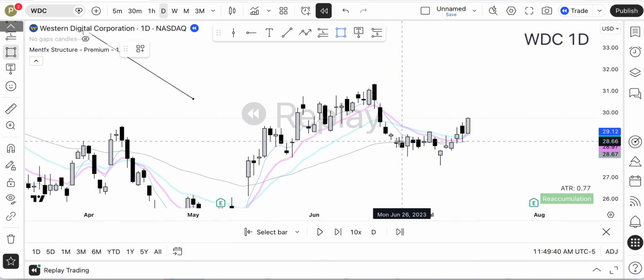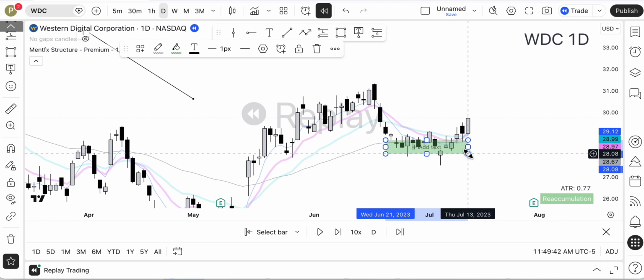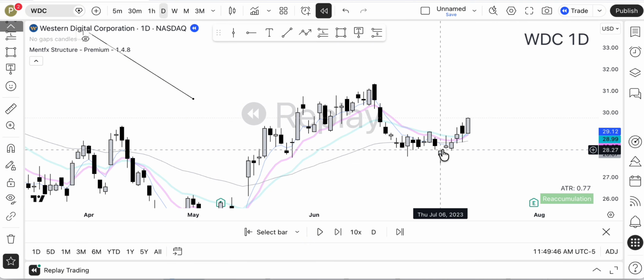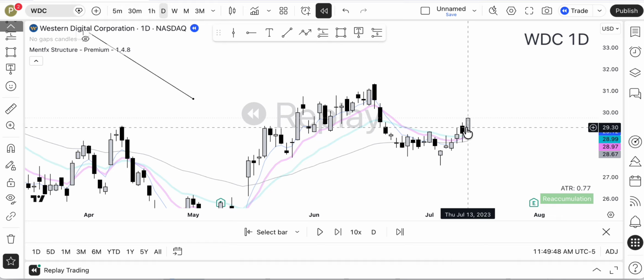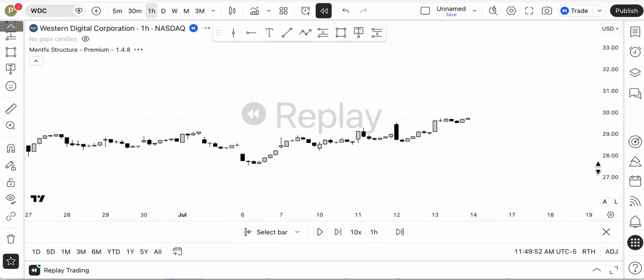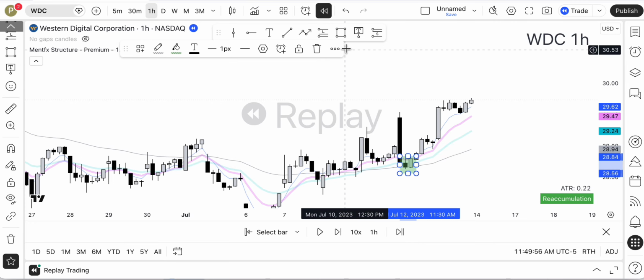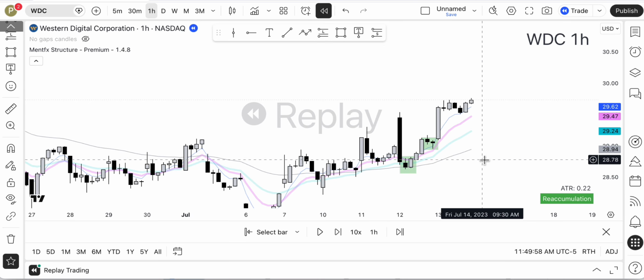So we would have had a flush, a stage 1, a little stage 2, a pullback to an MA, and this candle right here would be the MMB1, and then the double MB entry would be right there.